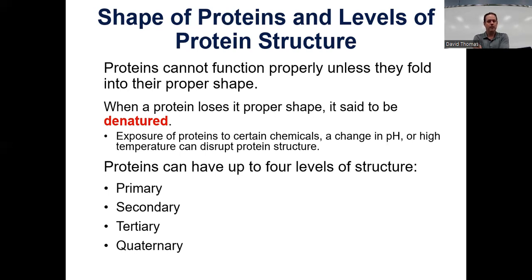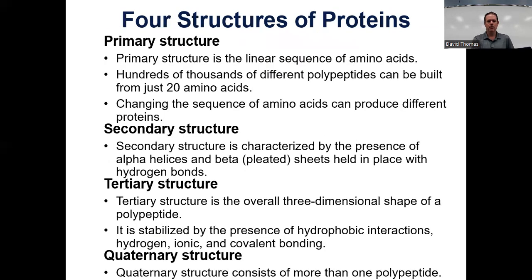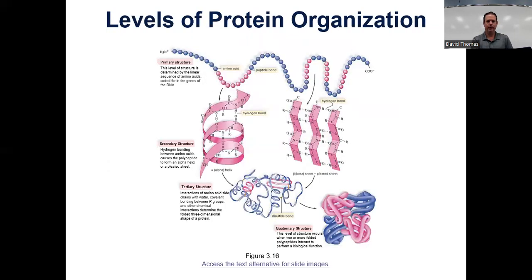Now the levels of structure that you're going to find for proteins, and they're listed there for you: the primary structure, secondary, tertiary, and quaternary. By the way, these words mean structure 1, first level, second level, third level, fourth level structure. And I know this is a lot of information here. Let's see, I think I have a couple of diagrams we can look at.